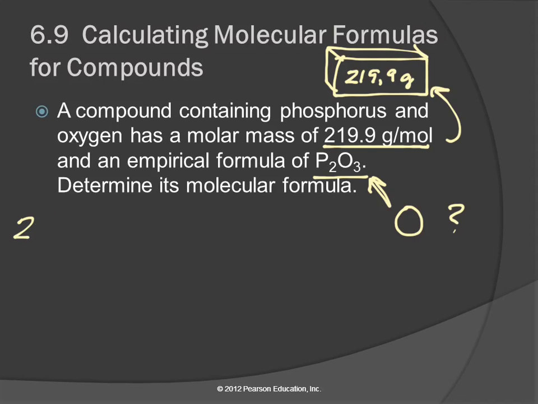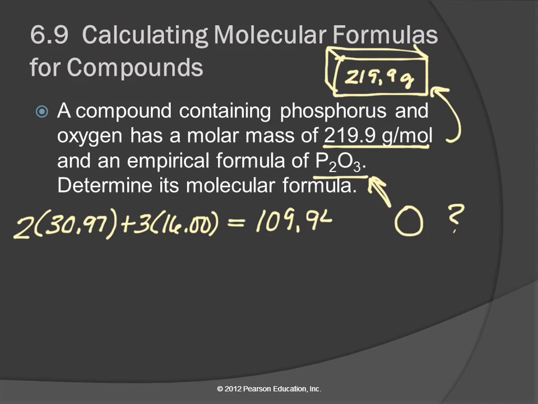So we have 2 times the mass of phosphorus and 3 times the mass of oxygen. I told you, we calculate molar masses a lot. We've already done it 10 or 15 times just in this lecture. 2 times 30.97 plus 3 times 16 equals 109.94. That's grams per mole. That's how much the individual piece weighs.